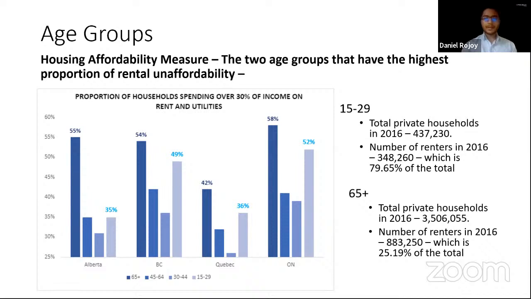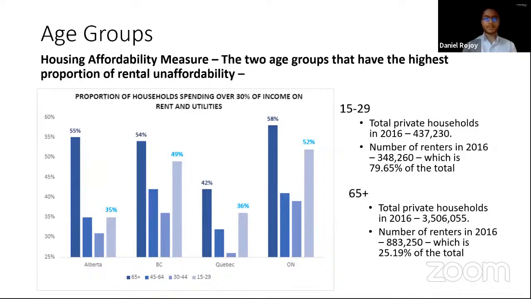So looking at the data, for the age group 15 to 29, there is a total of 437,230 private households in this age group, and the proportion of renters among these private households is 79.65% of the total. So that much proportion of people are renting, and from this proportion, we can see that in each of the provinces, the percentage of people who are renting and spending more than 30% of their income is what is shown in this graph.